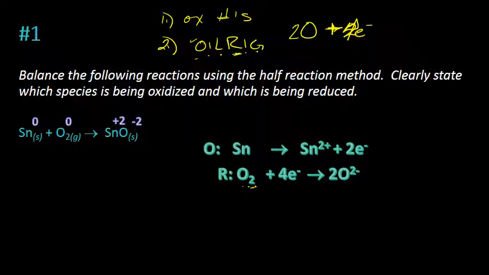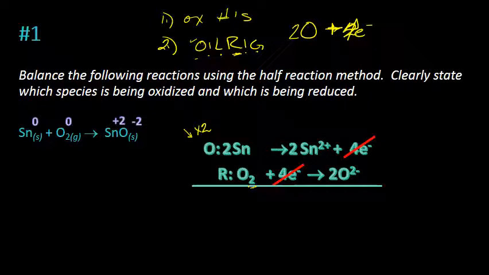Well, in order to add these up, the electrons have to be the same, and clearly they're not. I've got 4 in the reduction half reaction, I've got 2 on the other. How do we fix it? Well, we're going to multiply the oxidation half times 2. Multiply everything times 2. Now we're ready to add these up because the 4 electrons will cancel.